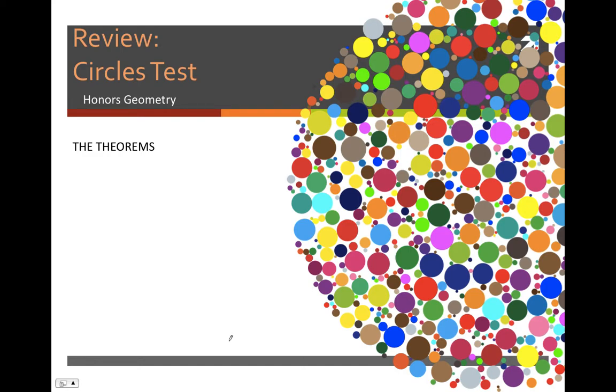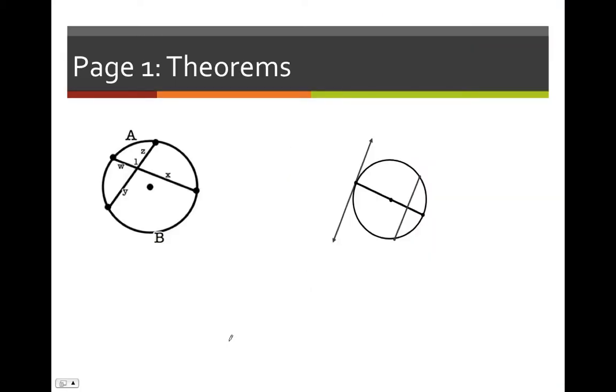This recording is to help you remember the theorems that we've learned in the circle unit. One of the first ones that we learned was about chords in a circle. So here we learned that the product of the portions of the segment equal each other. So in this figure, W times X equals Y times Z.